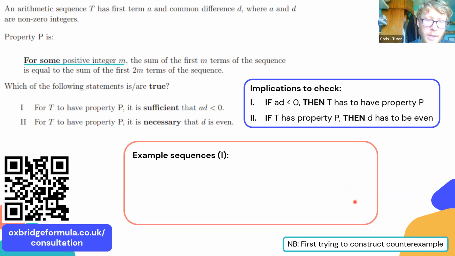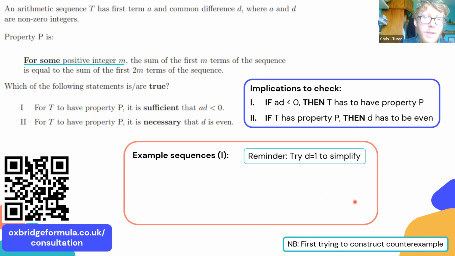So if we go forwards a bit, let's try and do this with, say, d equals 1, and we'll just try some examples. So one thing hopefully you notice is, okay, if we're going to have stuff adding up to 0, we can't just have everything being positive. So we want to check the implication, what happens if a times d is negative. So if we're going to try d equals 1, we need to make a negative to actually test that.